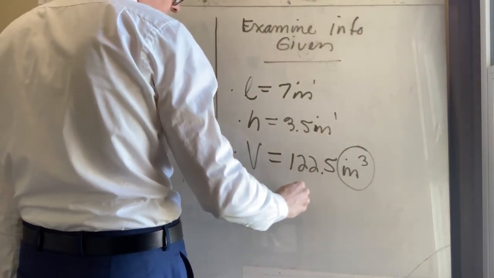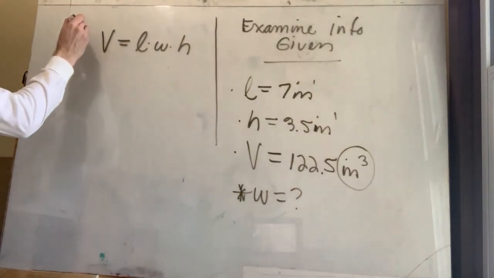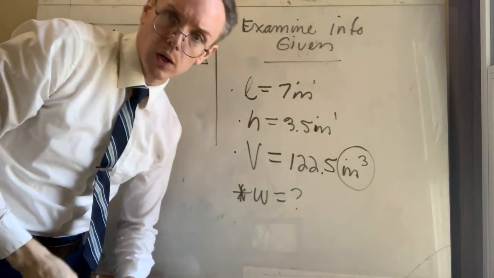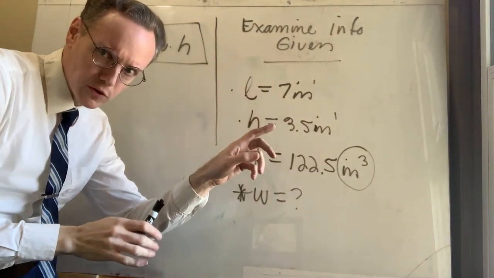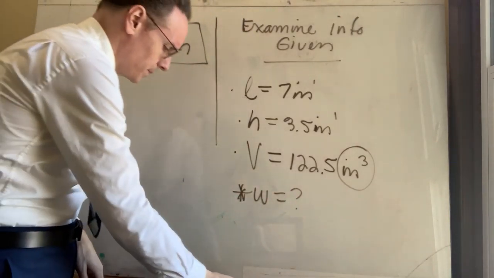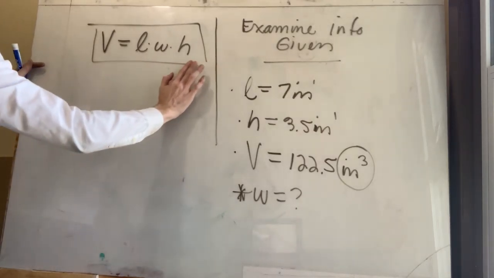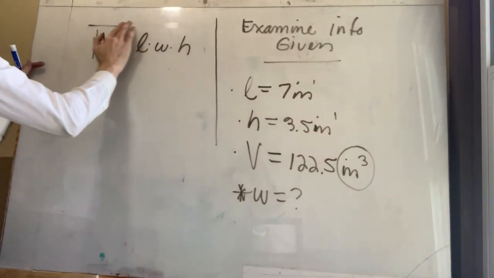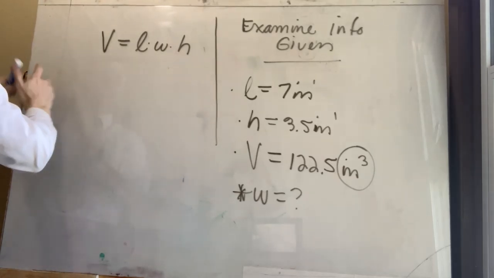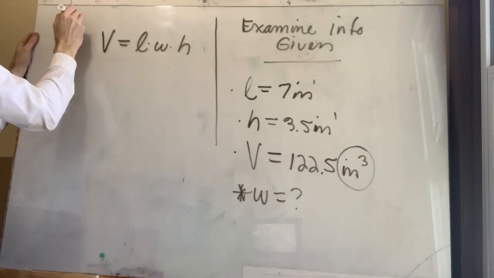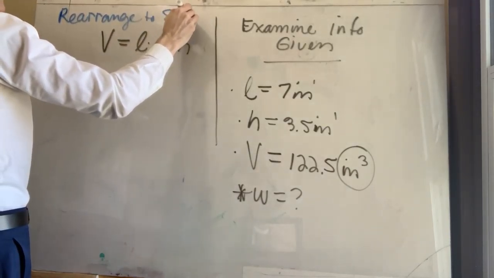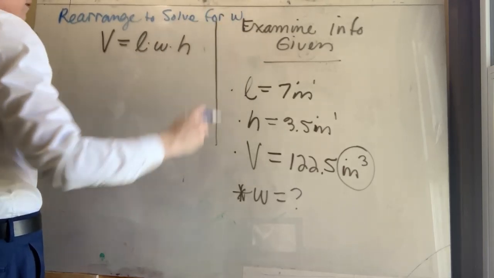The width. So even though this is the formula as it's given to you, you have to rearrange it. It isn't wrong to plug in the numbers first and then rearrange after the fact, but I would avoid doing that. What you will do instead is rearrange the formula first. Rearrange to solve for W, the width.